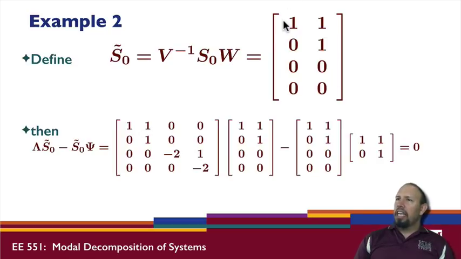And I can go through and show now that lambda times S naught tilde minus S naught tilde times psi is equal to 0. Notice this is the lambda, this is the psi, this is the diagonal form of A, this is the diagonal form of M. And I can go through and show that this difference is equal to 0. That is, this quantity is equal to this quantity. So we have that kind of relationship.